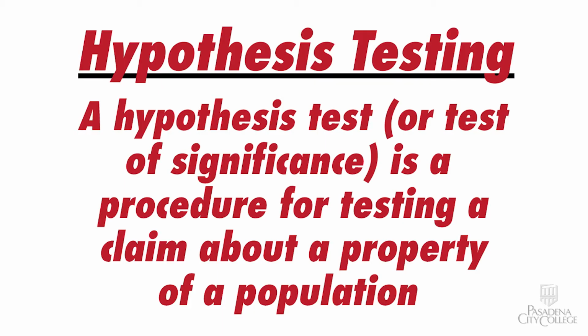So what exactly is a hypothesis test? A hypothesis test, or test of significance, is a procedure for testing a claim about a property of a population. I remember last episode we saw many different types of claims, like claims involving two means with independent samples, or claims involving matched pairs, or claims involving two proportions. Exactly. You said there was one process that we could use to test all these different claims. This process is called hypothesis testing. Why don't you teach our viewers about this process?